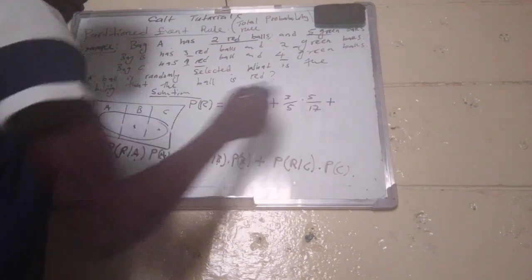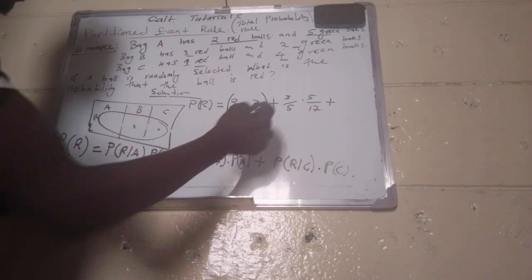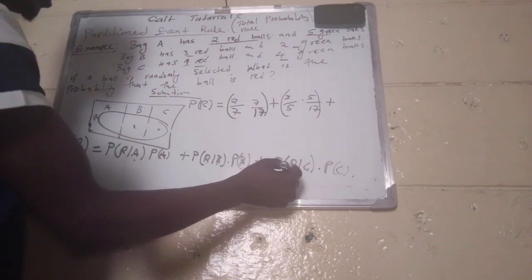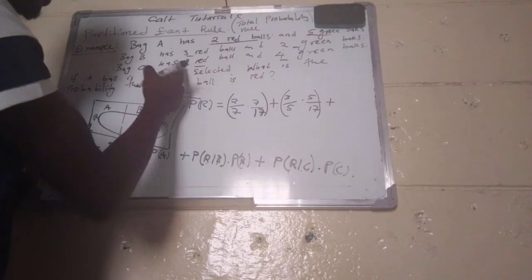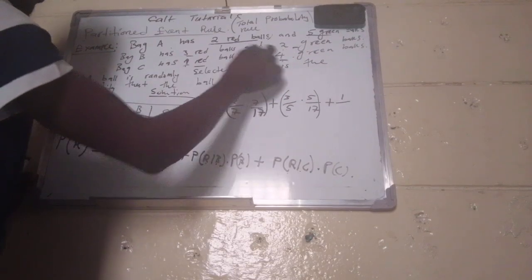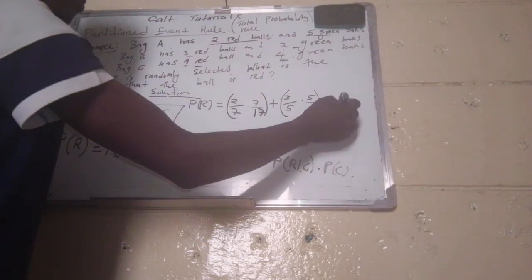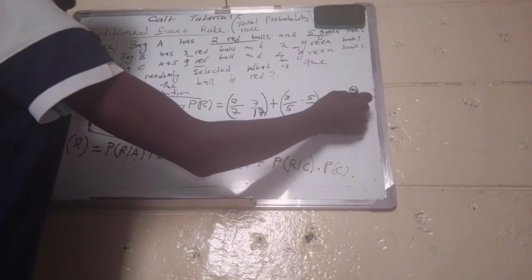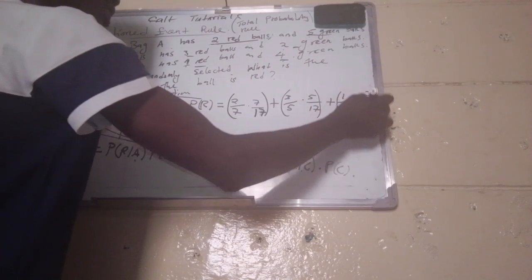Plus, for bag C, red given that it is in C, I have how many reds? 1 out of how many balls are in the bag, and in the C bag we have the total of 5 balls, multiplied by probability of C, which is 5 over the total number of 17.